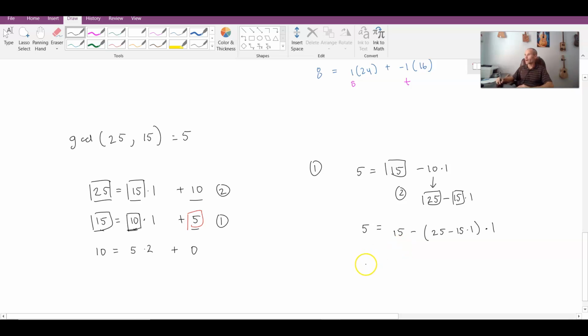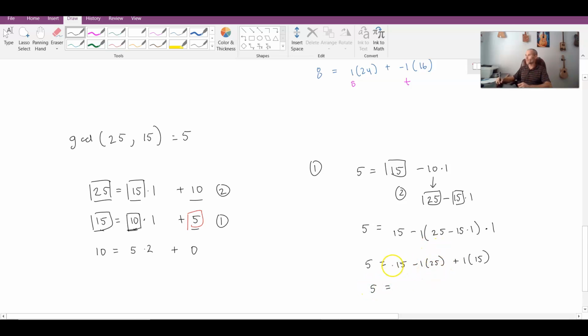But if I reduce this a little bit more, I can say 15, this is a negative 1 here, so I can say minus 1 copy of 25 plus 15 times 1, or plus 1 copy of 15, is equal to 5. And we can just double check this. 15 minus 25 is negative 10. Negative 10 plus 15 is 5. So I'm just going to rewrite this.